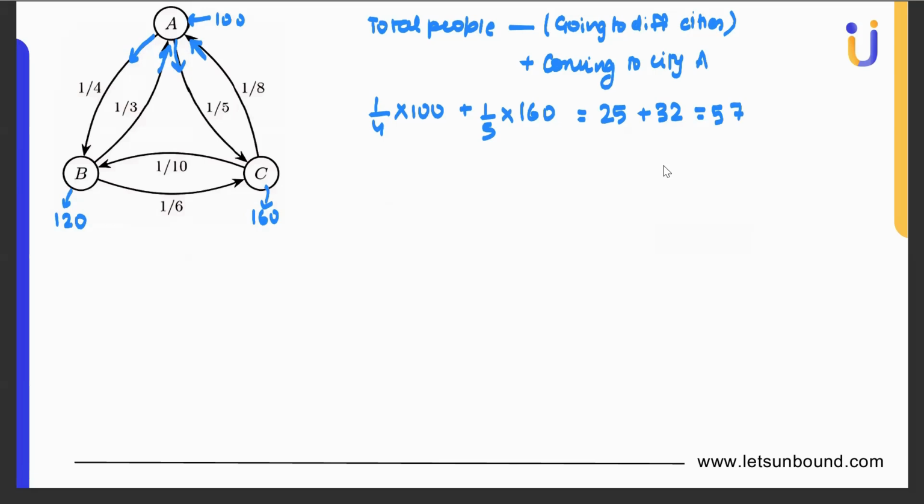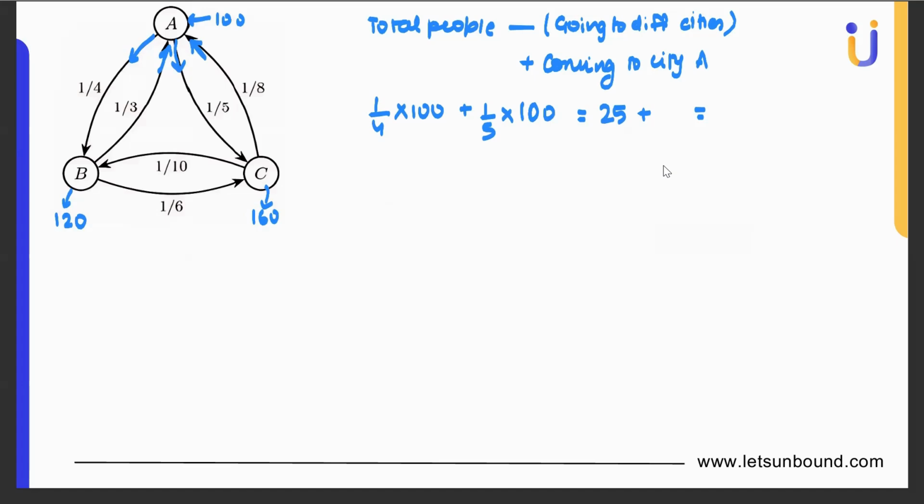Now, if we go on ahead, sorry, this will not be of 160. This will also be of 100 only, because now this is a mistake that you might also make, which is that there are people from city A who are going to work in different cities. So 1/4 is not of B, it is of city A. 1/4 of the people of city A are going to work in city B. 1/5 of the people of city A are again going to work in city C.